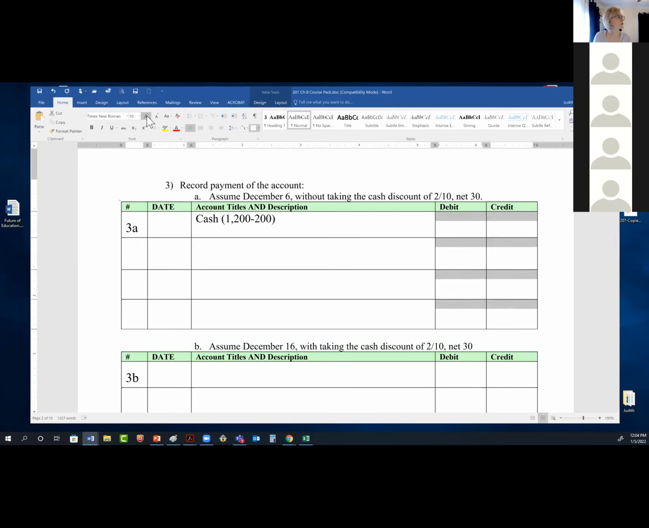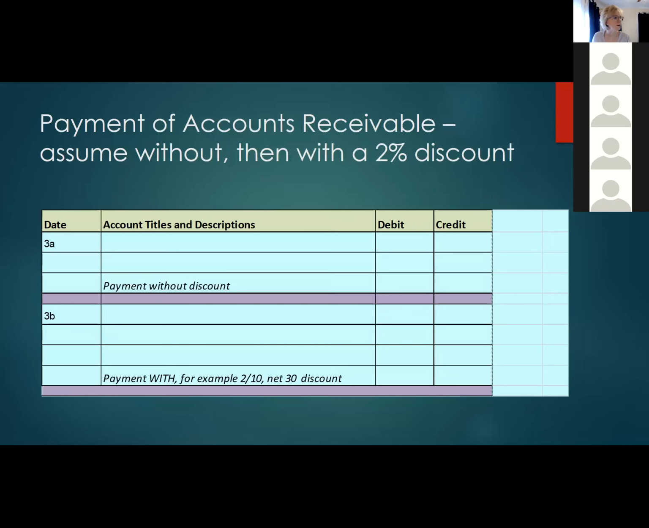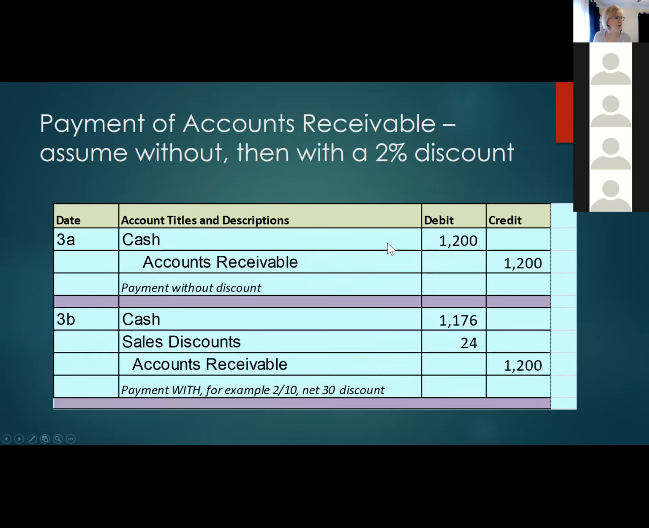Wait, didn't they buy 1,400? Did they buy 1,400? Yeah, I think they bought 1,400. Oh, you're right. Sorry. I lied. Okay. So they bought 1,400. You're right. They returned 200. Let's fix that. I got it into my head wrong. Okay. So they paid accounts receivable without a discount. So they're going to owe 1,400 minus 200 is 1,200. And it's going to be debit cash, credit accounts receivable.